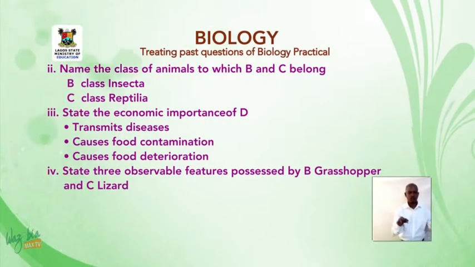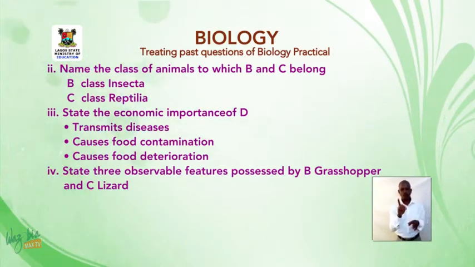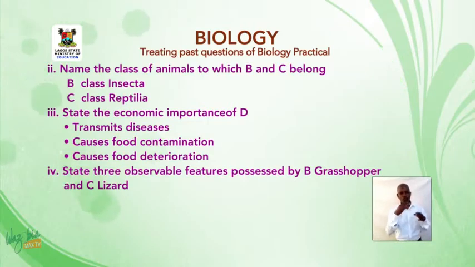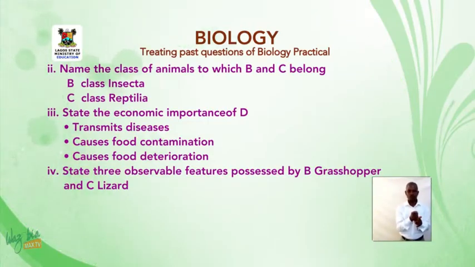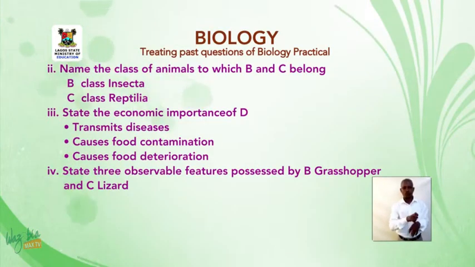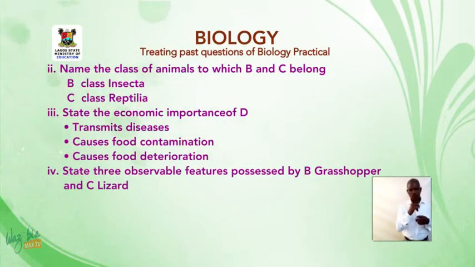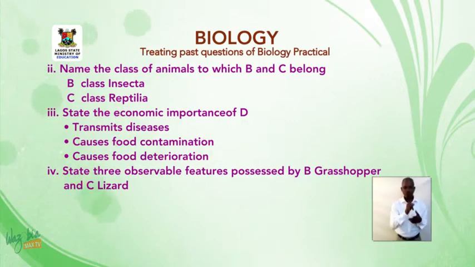Roman figure 3. State the economic importance of D, which is Musca domestica or housefly. The answer: Musca domestica transmits diseases, it causes food contamination, it causes food deterioration.